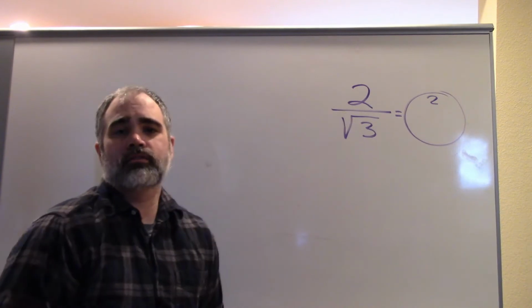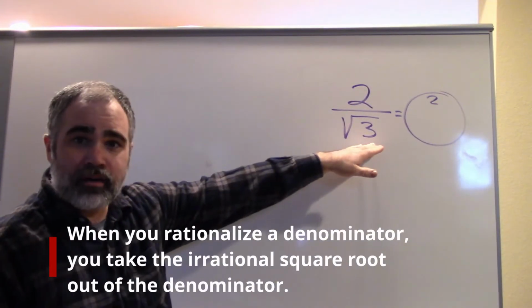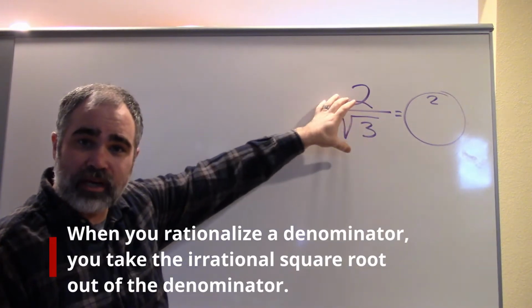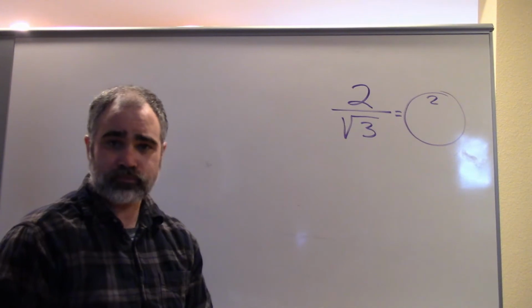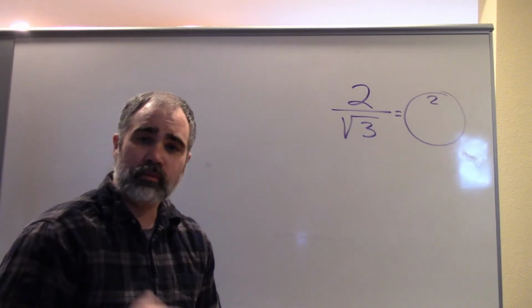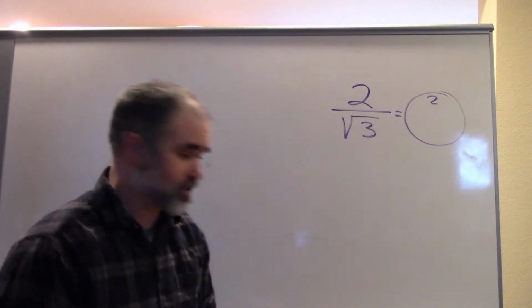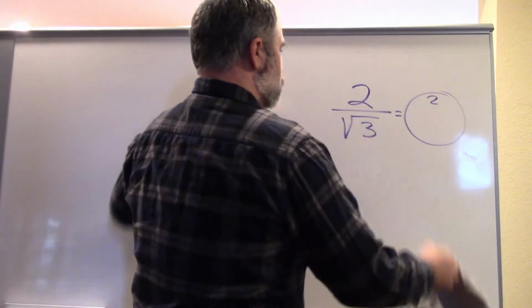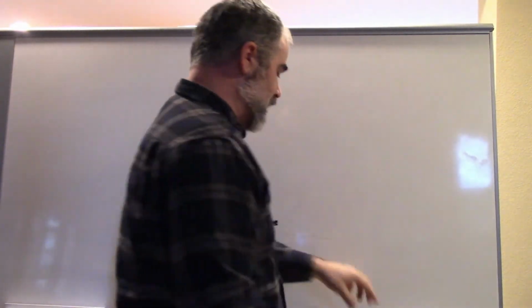So the idea of rationalizing a denominator is a way of changing the denominator from an irrational number to a rational number, a number that we are more familiar with, a number that we can imagine cutting into a certain number of pieces. Okay? So let's take a look at how we're going to do that.